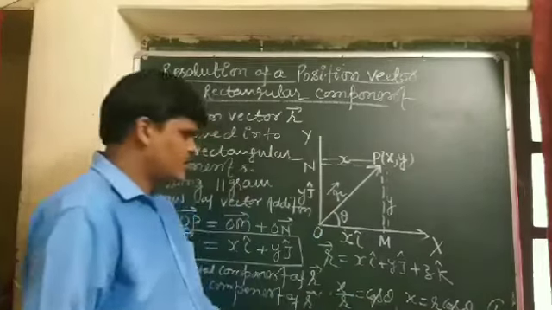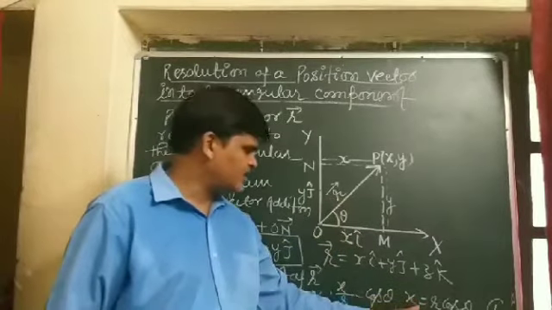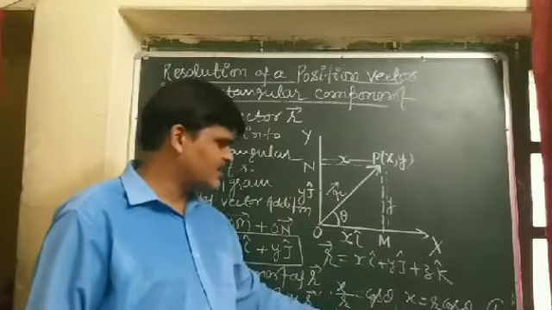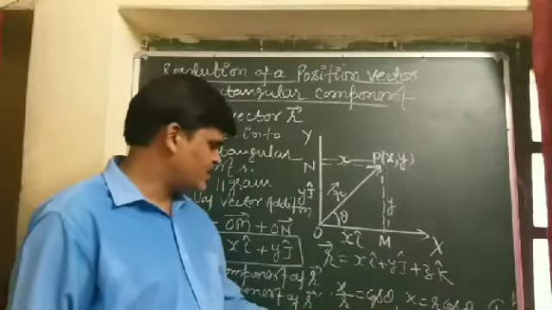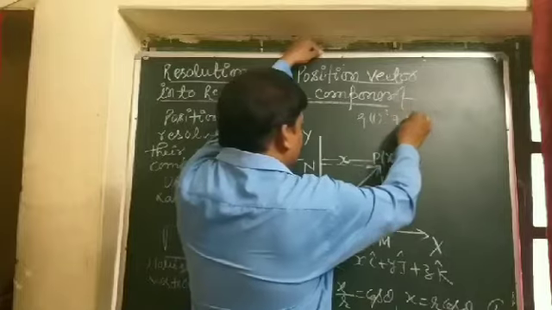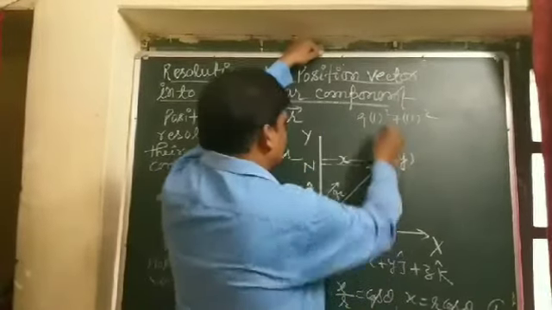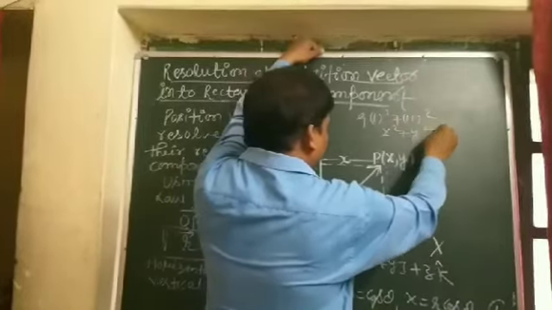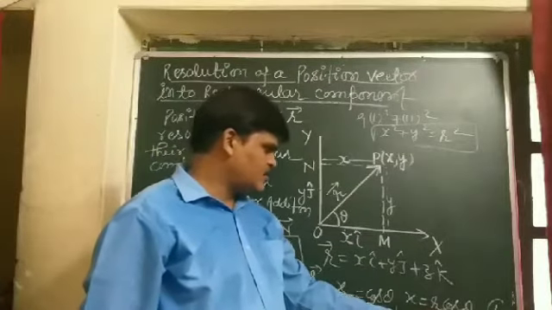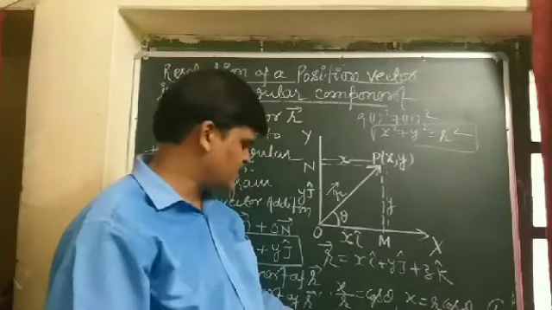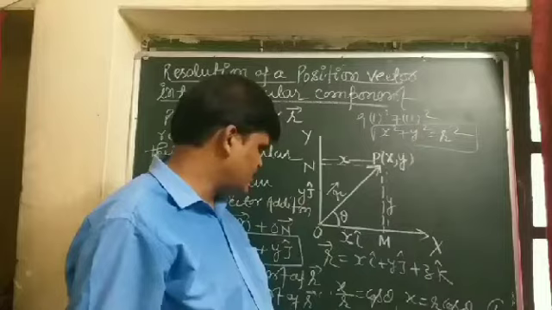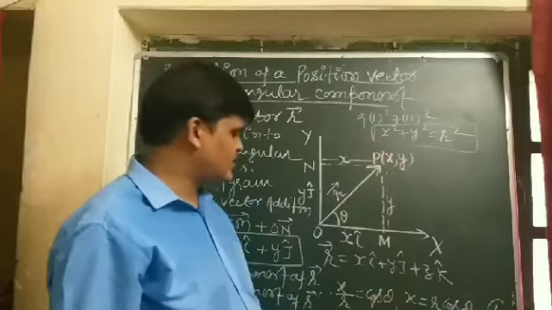So the horizontal component of the position vector is x equals r cos theta, and the vertical component is y equals r sin theta. If you square and add equation 1 and equation 2, you will find that x square plus y square is r square cos square theta plus r square sin square theta. Taking r square common, sin square theta plus cos square theta is 1. So the right side is only r square, and the left hand side is x square plus y square.